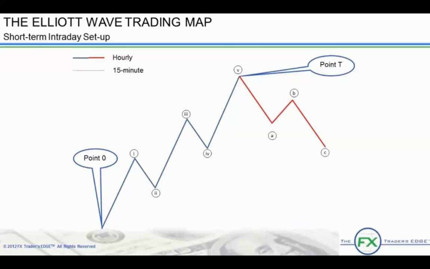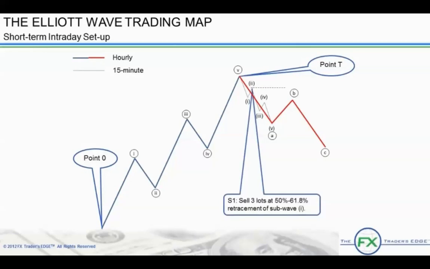To start off, we watch subwave 1 down of A circled, which is usually dynamic in 5 waves, and we place an order to sell 3 lots on the subwave 2 retracement between 50 and 61.8% of the subwave 1 move. This is point S1, which says to sell 3 lots at 50 to 61.8% retracement of subwave 1.